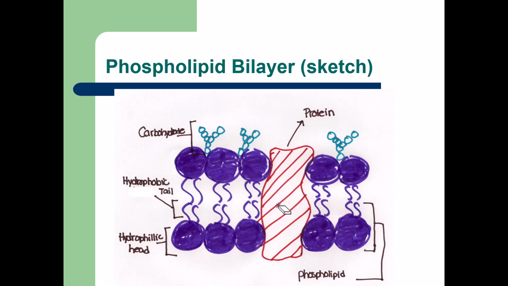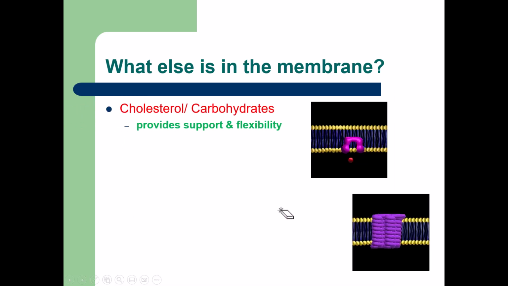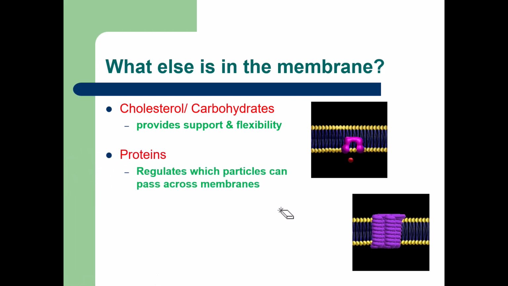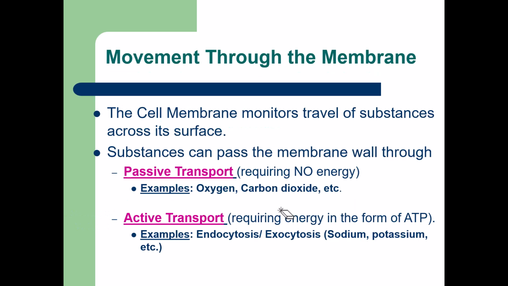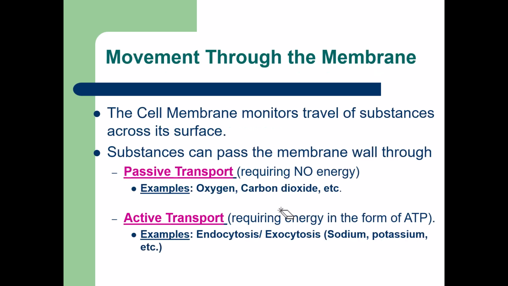Last little sketch. You got cholesterols, carbohydrates, and proteins, which help regulate movement, which we'll talk more about. Nothing else really to talk about here too much. The proteins we're going to talk about at length when we talk about active transport and facilitated diffusion.